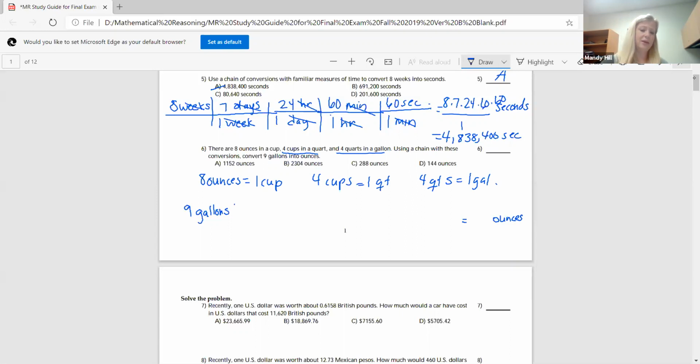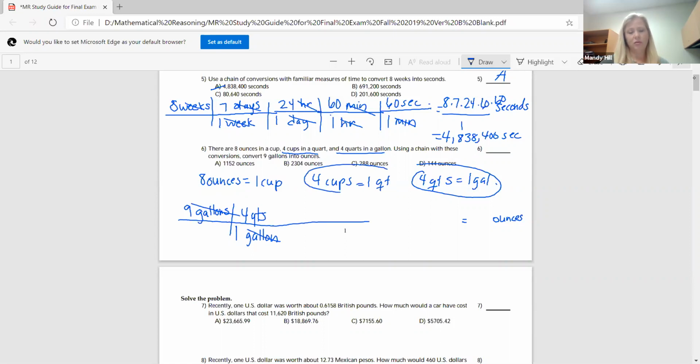The only thing that I see that I can use to get rid of gallons is this. So I could put 1 gallon down here on the bottom, and I could put 4 quarts right here. That would get rid of my gallons, but I don't want quarts, I want ounces. So I need to get rid of the quarts. So I would use this one. That's the only thing that has quarts up here.